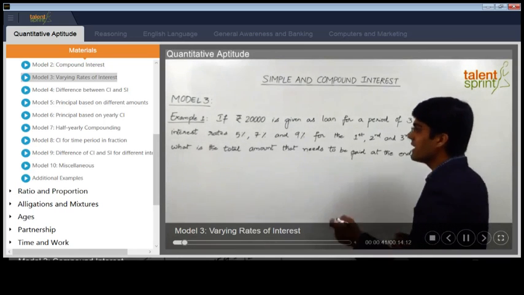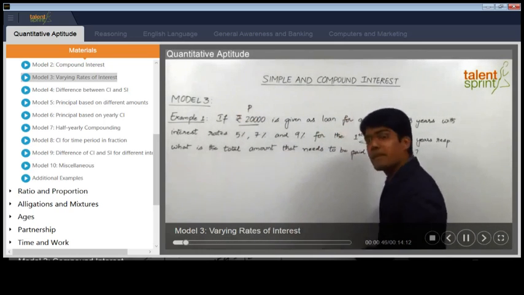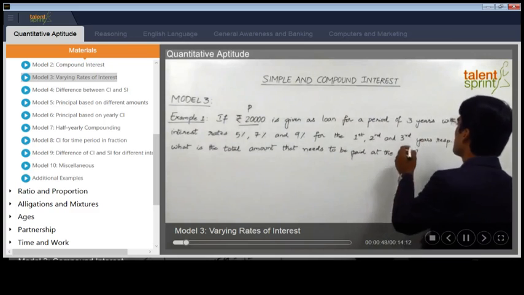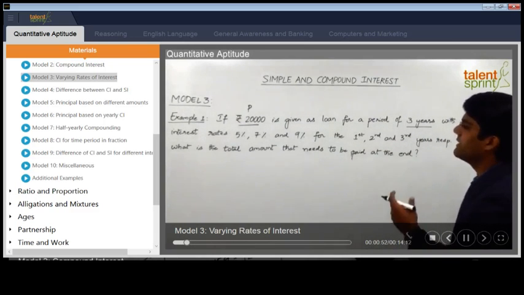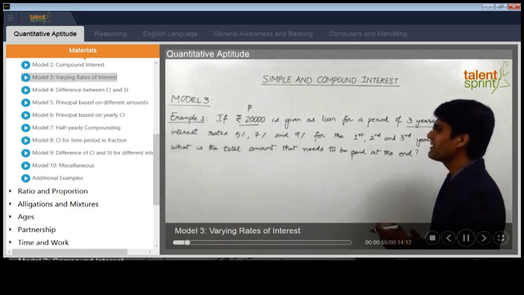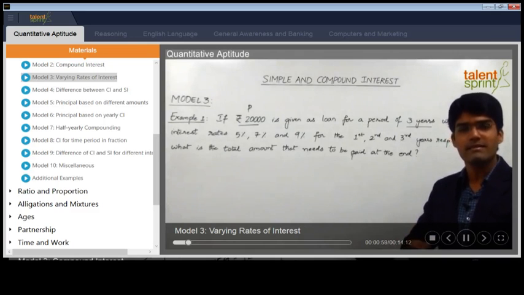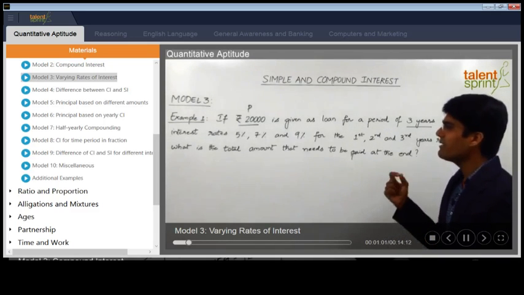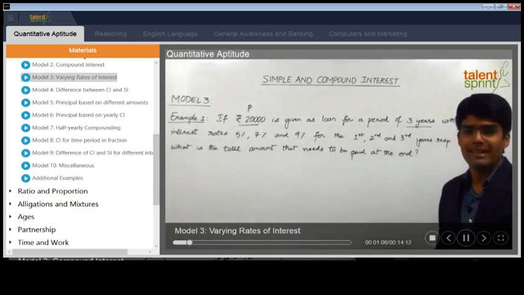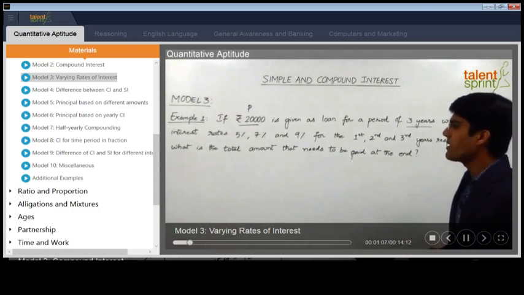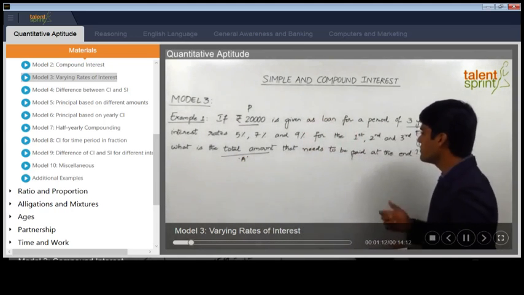So as we can see here, 20,000 was given as loan. So very clearly this 20,000 is the principal amount. It was given for a period of 3 years. So the time period here is 3 years. And the interest rates are 5%, 7% and 9% for the first, second and third years respectively. That means the interest rate is not constant. First year we need to pay 5%, second year 7% and for the third year 9%. And the question is, what is the total amount? So we need to find out the total amount A that needs to be paid at the end.